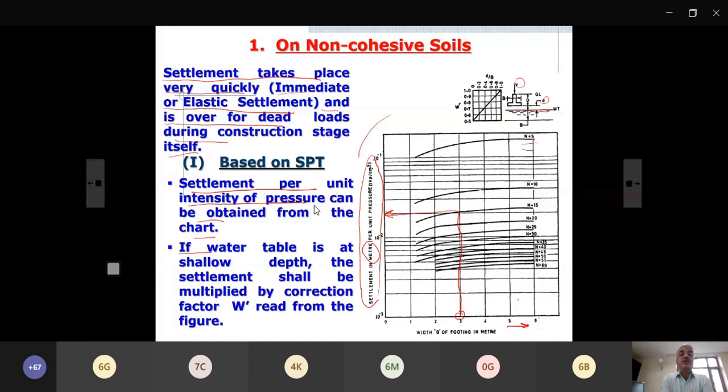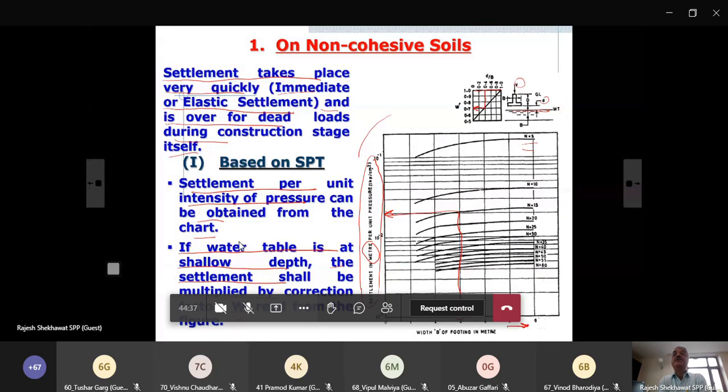What is that factor? For location of water table, if the water table is at a shallow depth, the settlement shall be multiplied by a correction factor W dash. On this line, this is D by B. D is the depth of the water table below the bottom of your foundation, B is the width of your foundation. So this side is the D by B value. Let us say the D by B value is 0.4. Then you come here and your correction factor is 0.7.